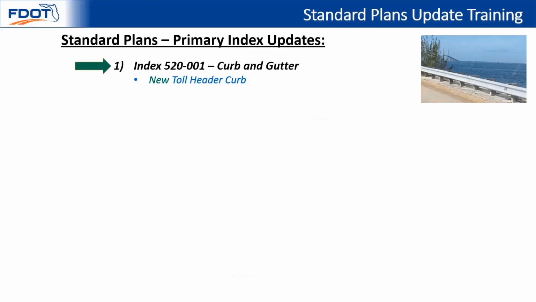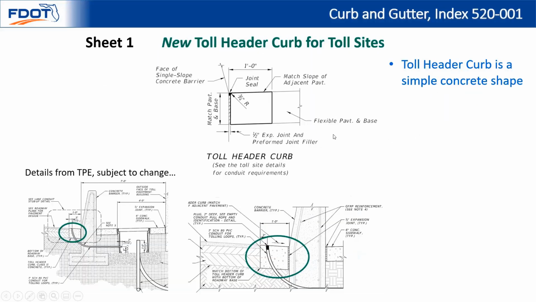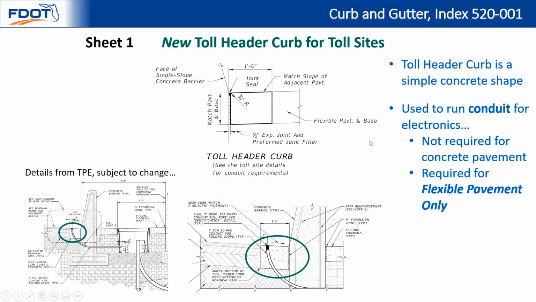We'll start off with index 520-001, curb and gutter, where we've added a new toll header curb. Now this new toll header curb is a fairly simple update. It's for use next to shoulder barriers through toll site facilities, at the request of the Turnpike Enterprise. We use it only with flexible pavement. And so we'll zoom in a little bit more on the detail. And again, this is a pretty simple concrete shape. And the purpose of it is to allow for the electronics of the toll site facility to run through concrete.